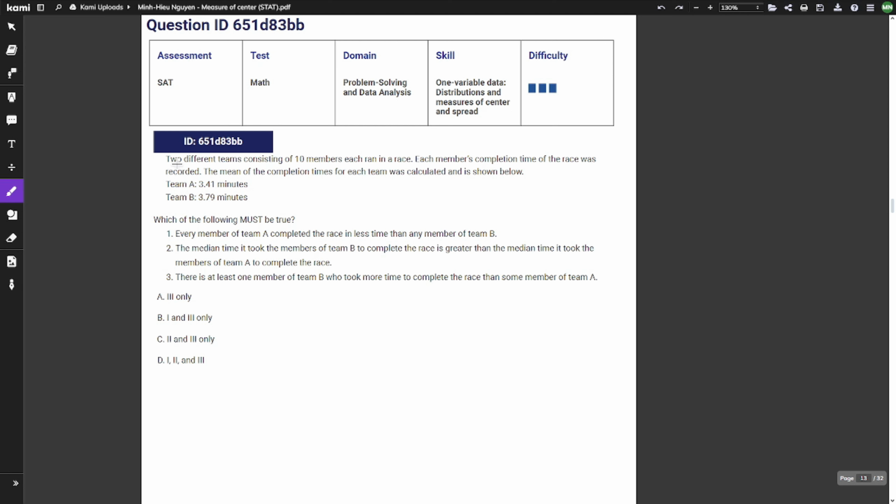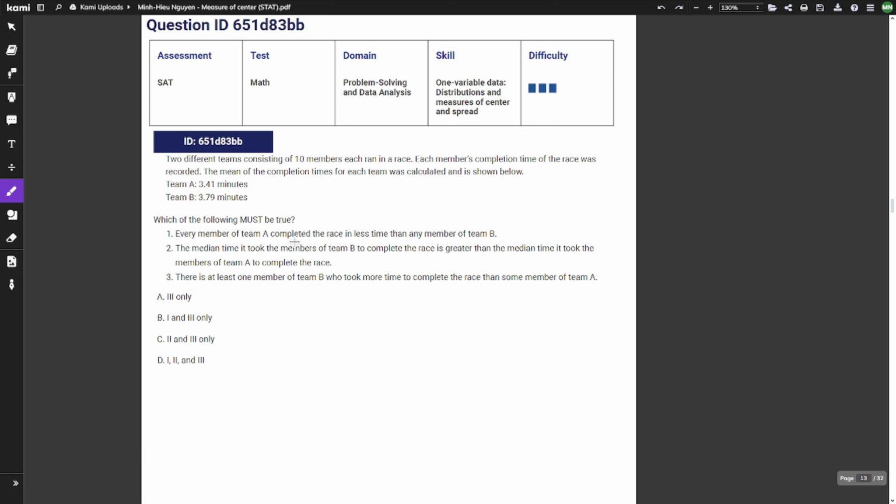Question number 13. Two different teams consisting of 10 members each ran in a race. Each member's completion time of the race was recorded. The mean of the completion times for each team was calculated and is shown below. So Team A had an average time of 3.41 minutes, and Team B had an average time of 3.79 minutes. Which of the following must be true?